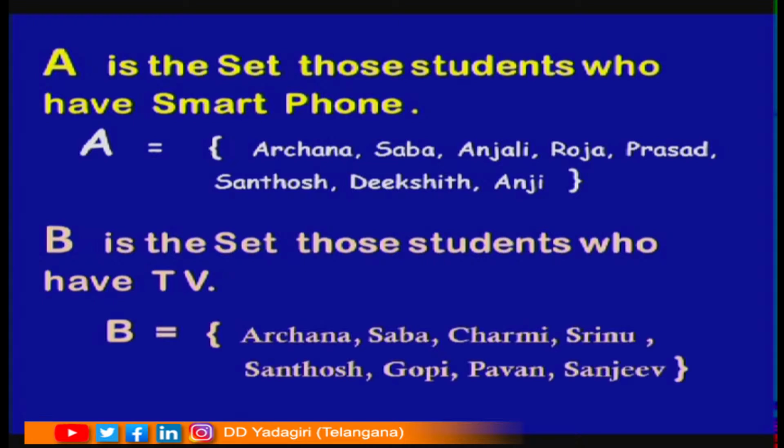A is the set {Archana, Sabha, Anjali, Roja, Prasad, Santosh, Dikshit, Anji}. This is set A. Set B is {Archana, Sabha, Charmi, Srinu, Santosh, Gopi, Pavan, Sanjeev}.